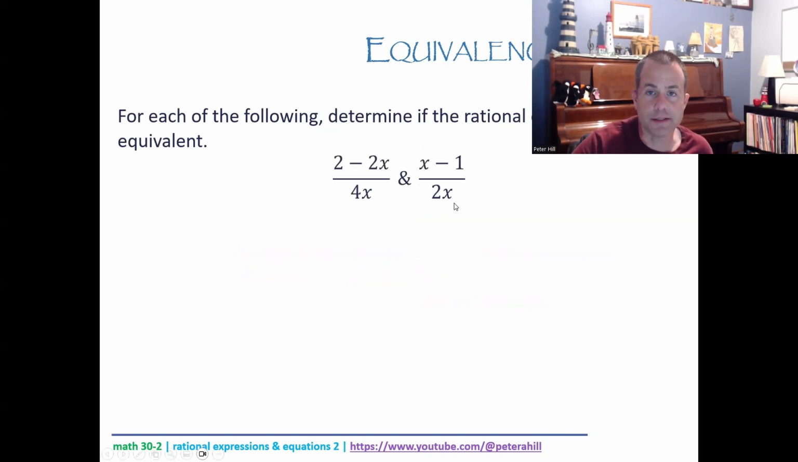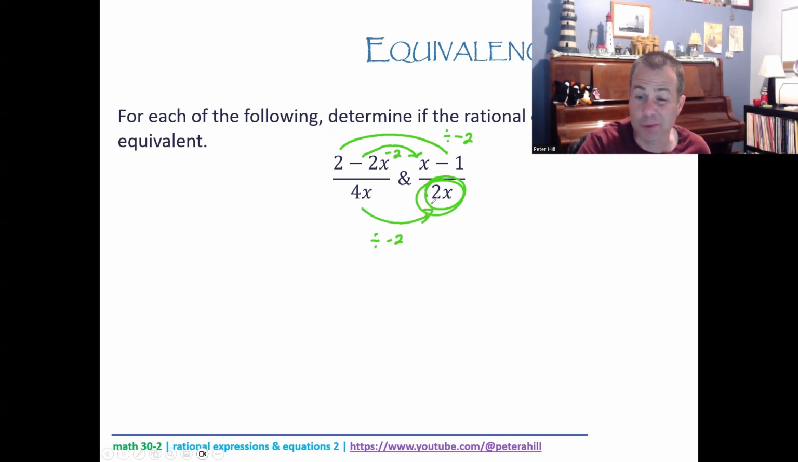All right, let's try this. Same sort of question. To go from 2 to -1, I'd have to divide by -2. 2 divided by -2 is -1. -2x divided by -2 is +1x. 4 divided by -2 is not 2x. So that one was not divided by -2 properly.